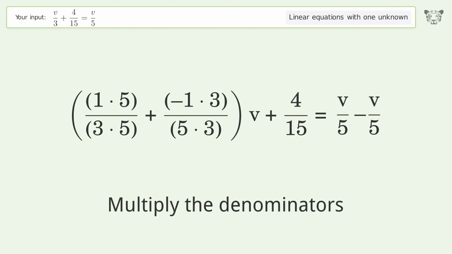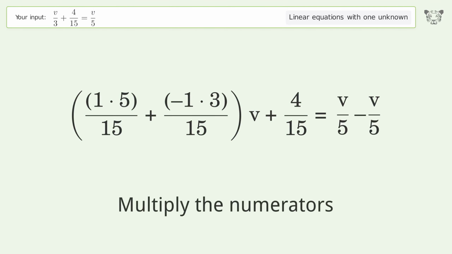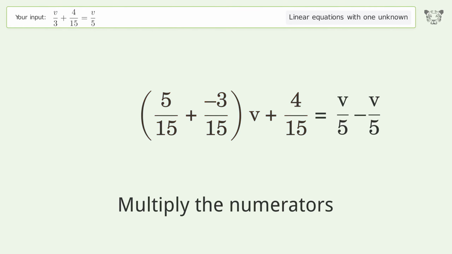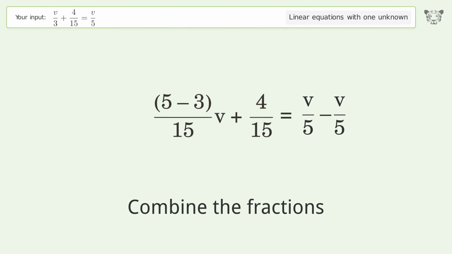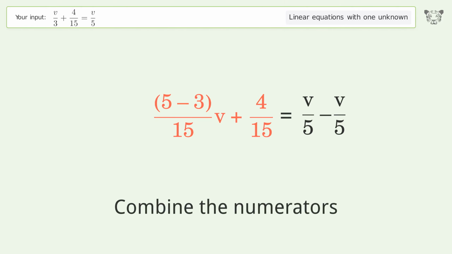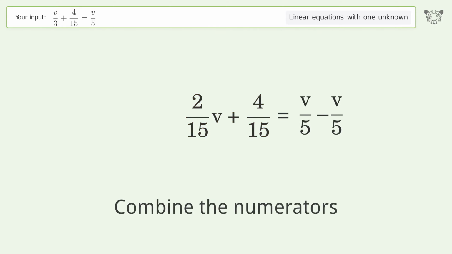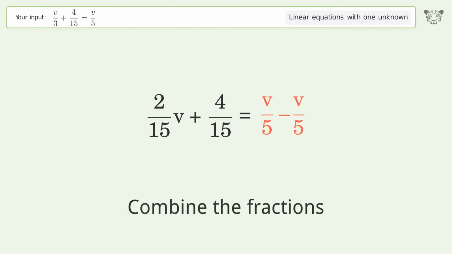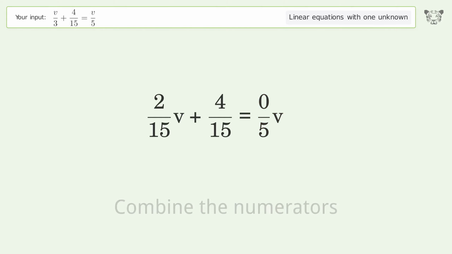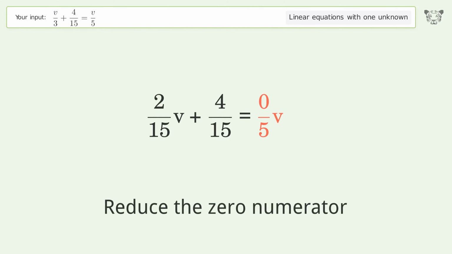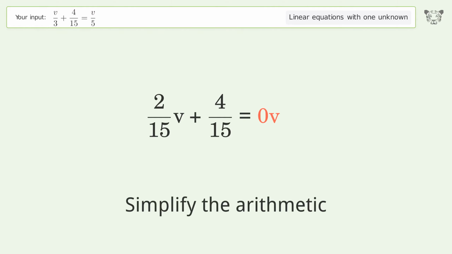Multiply the denominators. Multiply the numerators. Combine the fractions. Combine the numerators. Combine the fractions. Combine the numerators. Reduce the zero numerator. Simplify the arithmetic.